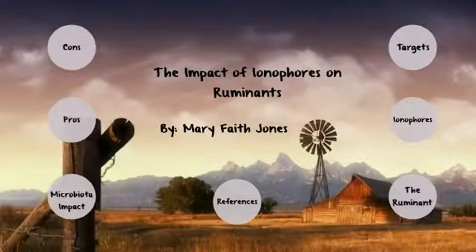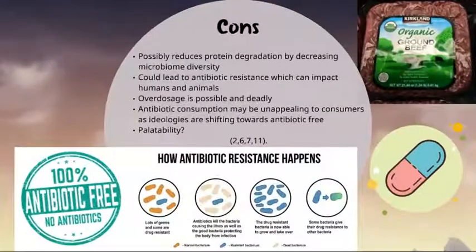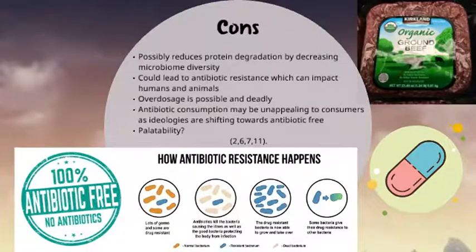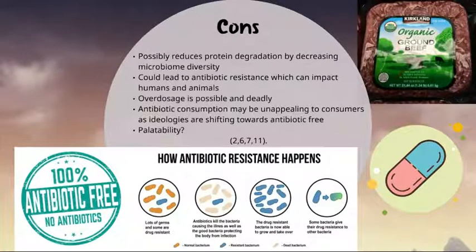So what are the cons then? Some cons include that it can possibly reduce the protein degradation levels because, as we saw previously, it massively disrupts the microbiome diversity. And some of the microbes that get disrupted are the ones that degrade protein. It is possible that use of ionophores could lead to antibiotic resistance, which can have an impact on humans and animals, as it can cause diseases to spread like wildfire as they cross between the human and animal barrier.